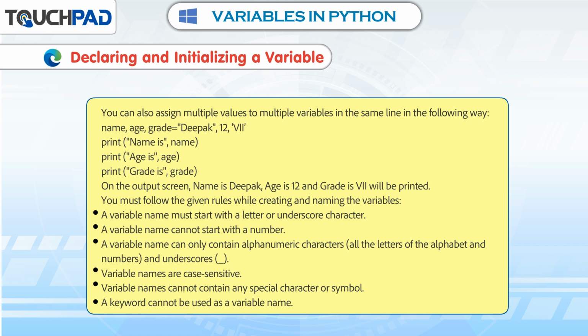You must follow the given rules while creating and naming the variables. A variable name must start with a letter or underscore character. A variable name cannot start with a number. A variable name can only contain alphanumeric characters, all the letters of the alphabet and numbers, and underscores.